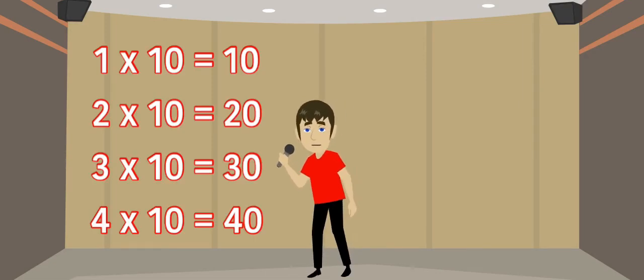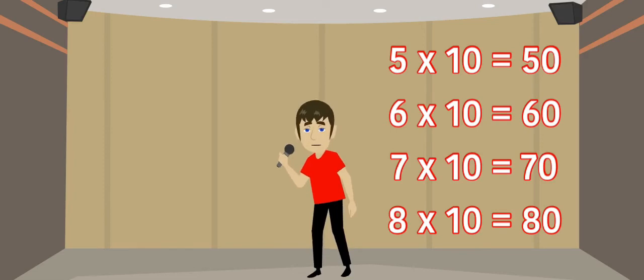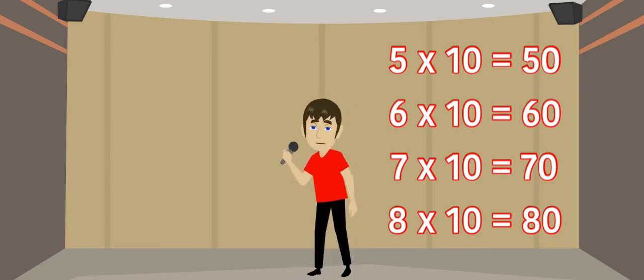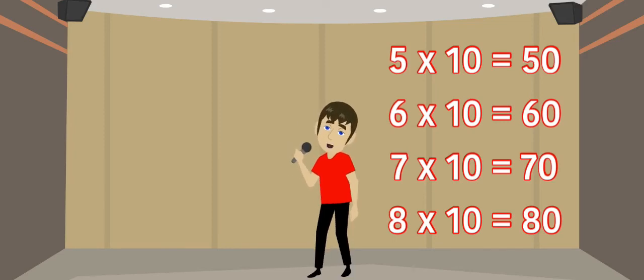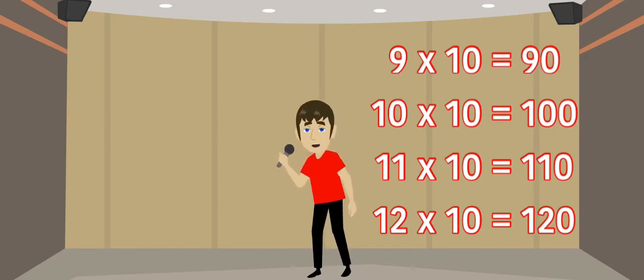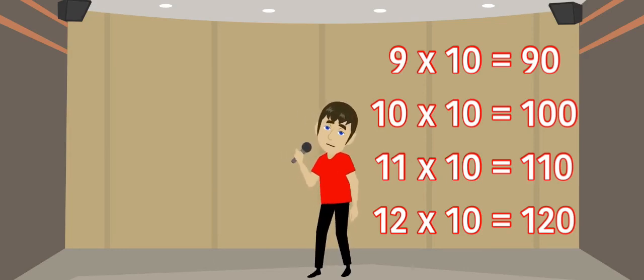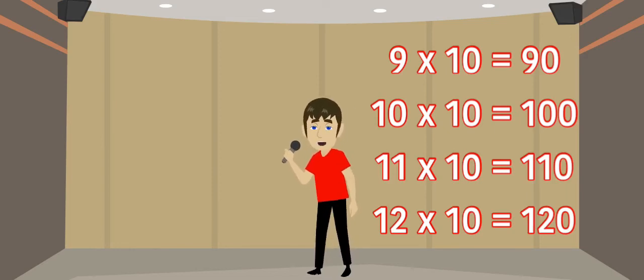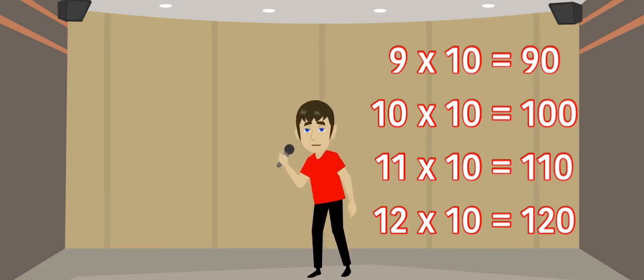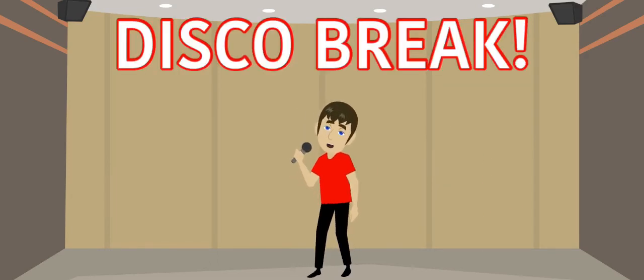1 times 10 equals 10. 2 times 10 equals 20. 3 times 10 equals 30. 4 times 10 equals 40. 5 times 10 equals 50. 6 times 10 equals 60. 7 times 10 equals 70. 8 times 10 equals 80. 9 times 10 equals 90. 10 times 10 is 100. 11 times 10 is 110. 12 times 10 is 120. Disco break!